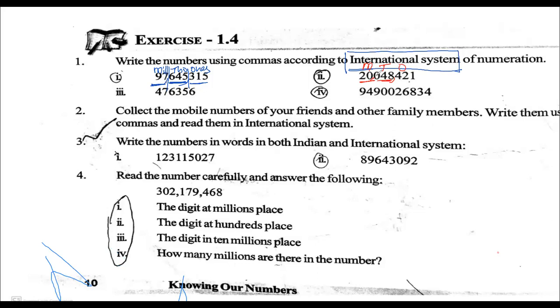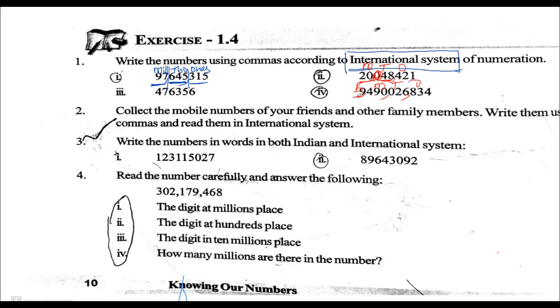Just 48. Okay, 0 is there, but there is no place value for the 0, even in the 100 place. So that the number is 48,421. You can use it. This, and this. Oh my God. Ones, thousands, millions, and billions.